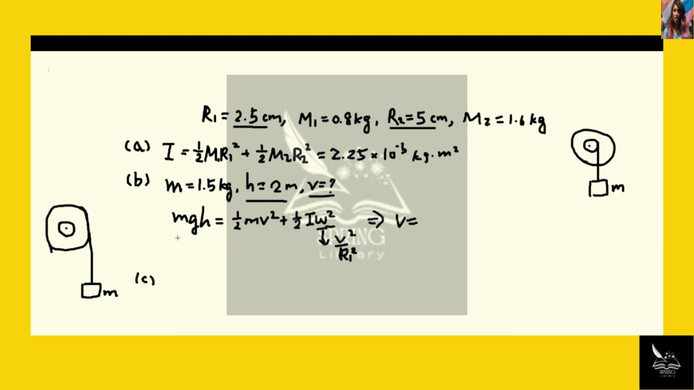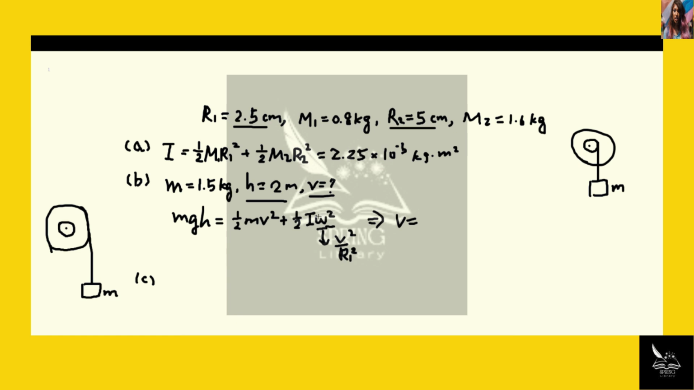Initially, the block has an initial gravitational energy, which is given by mgh. Finally, there is a kinetic energy for both the block and the disk. So here mgh equals 1/2 mv squared, kinetic energy of the block, plus 1/2 I omega squared. This is the moment of inertia of the smaller disk. I'm sorry, moment of inertia for the two disks.